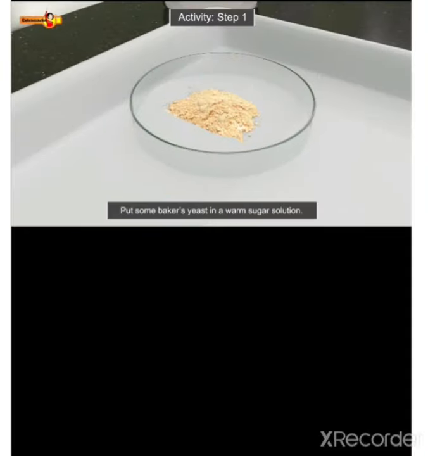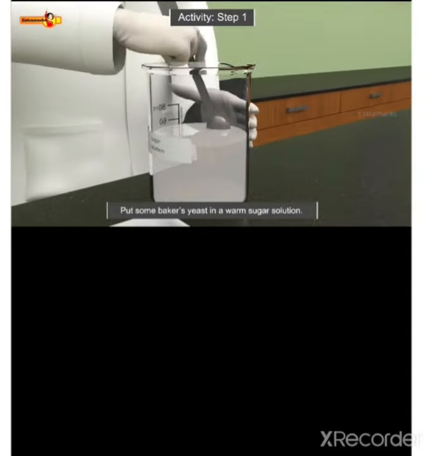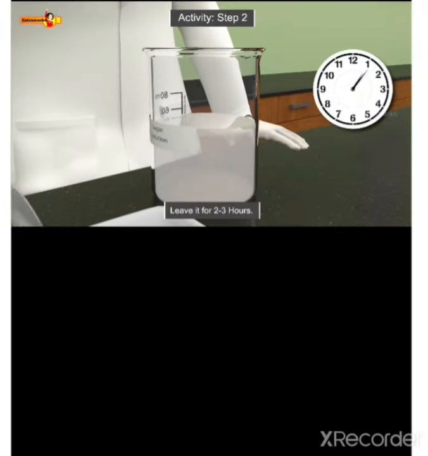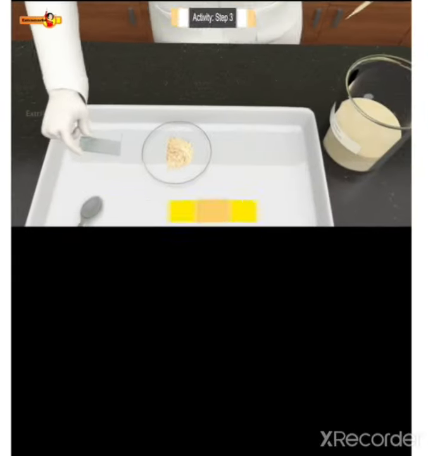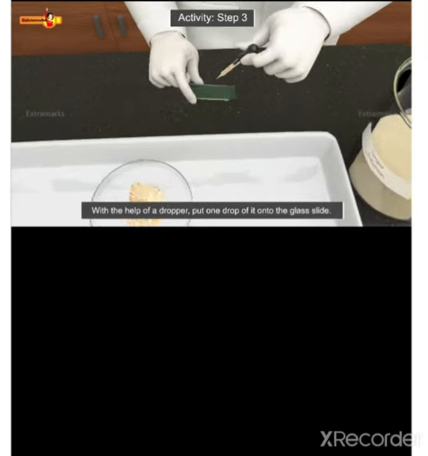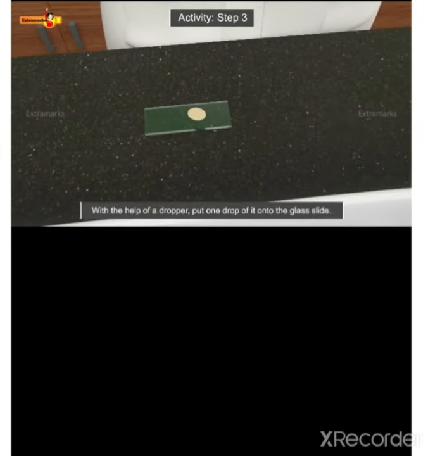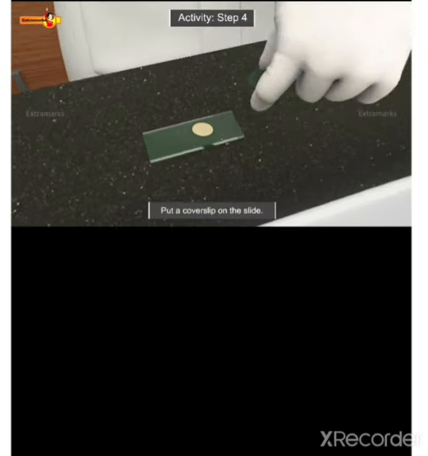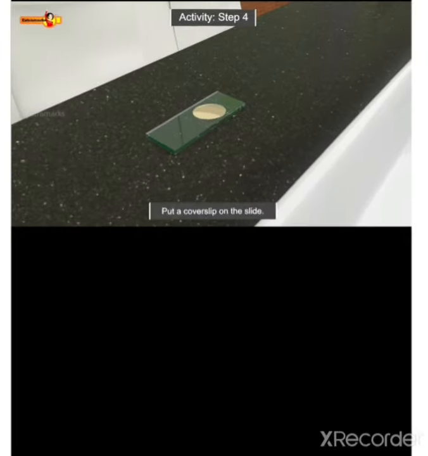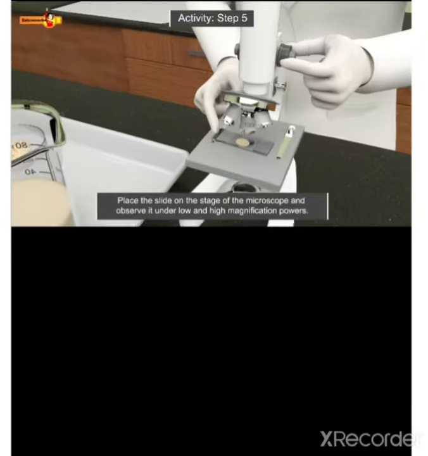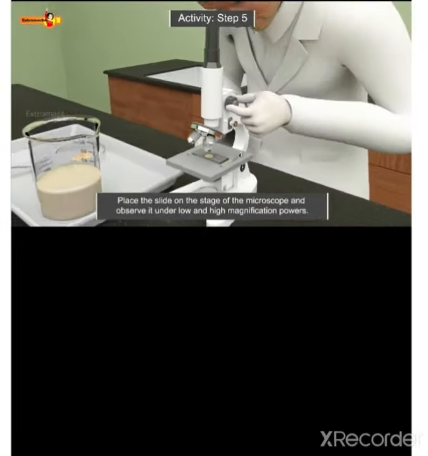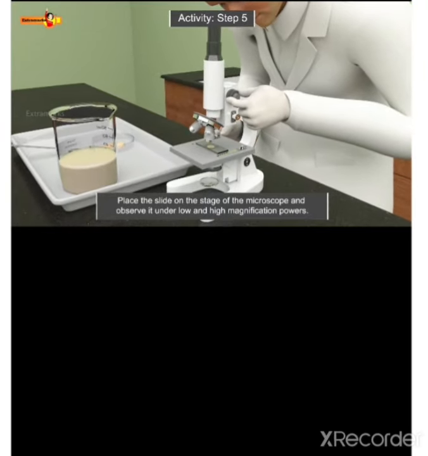First of all, put some baker's yeast in a warm sugar solution. Leave it for 2 to 3 hours. After that, with the help of a dropper, put 1 drop of it onto the glass slide. Now, put a cover slip on the slide. Put the slide on the stage of the microscope and observe it under low and high magnification powers.